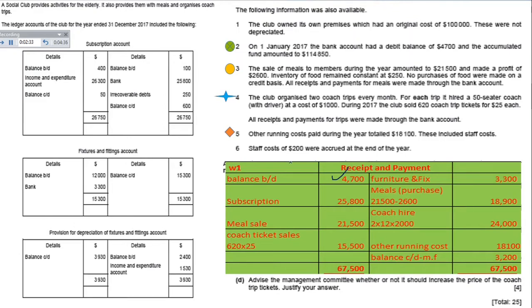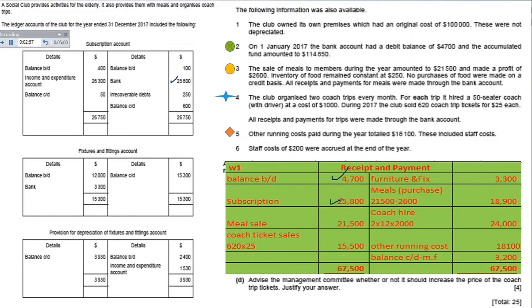Now let's also start from here, from this subscription account. Up here there's nothing else to do with bank. Subscription account, search for the word bank. You see a bank. See, this is bank. This means bank on debit. In the credit side, whatever is recorded, this item is debit. So bank on debit is increased. So you have a subscription receipt of 25800. So you record this 25800.